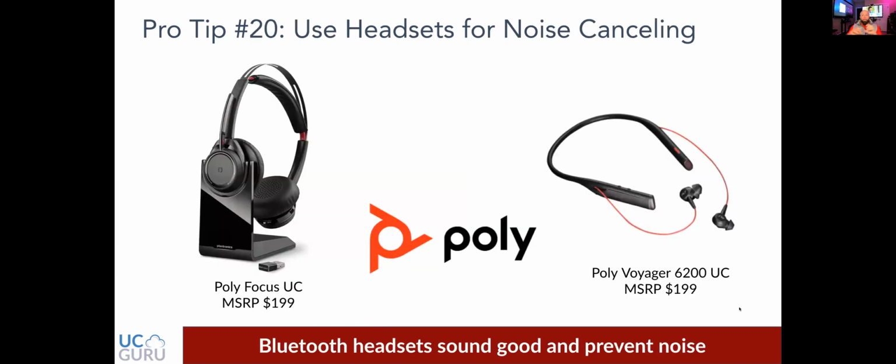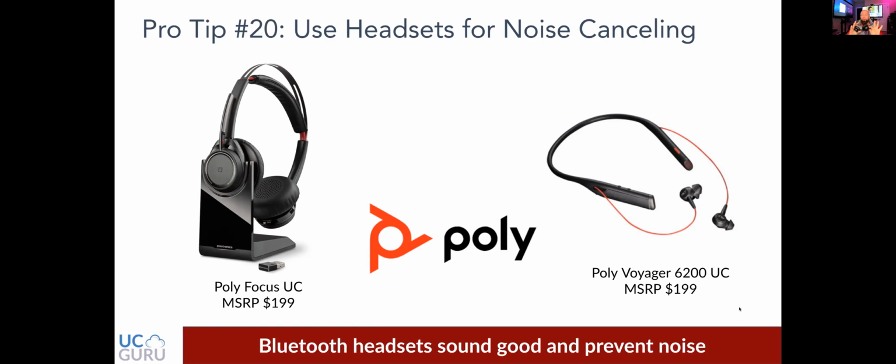Pro tip number 20. So again, I mentioned using the microphone, but there are die-hard headphone or headset users out there. If you are a headset user, the advantage is if you have multiple people in your home and you don't want it to be loud and noisy, you can use a headset to cut down the noise. Now, two headsets that I recommend, and Poly makes great headsets, is the Poly Focus UC, which retails for $199, or the Poly Voyager 6200, which retails for the same price.